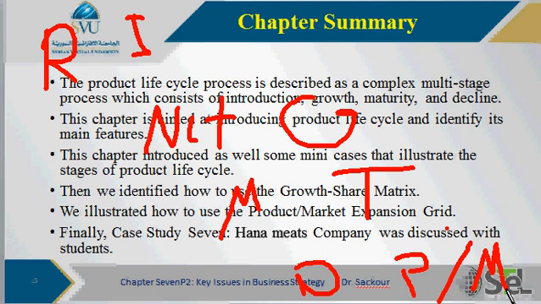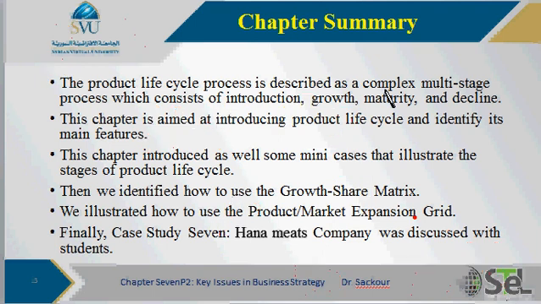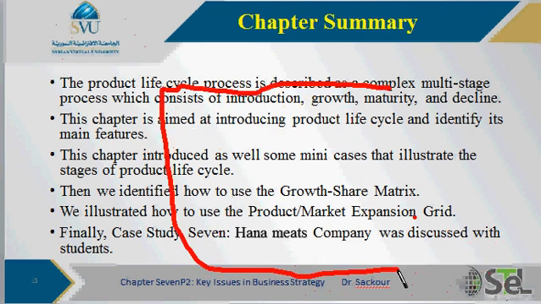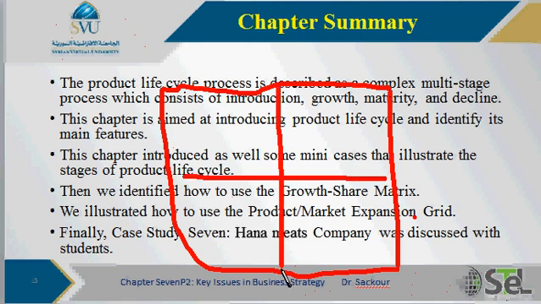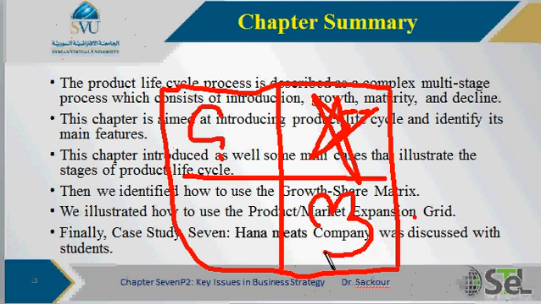We talked about how to use the BCG matrix. We have 4 quadrants. What are the main strategies we use for question marks? For stars? Here we talked about cash cows. And here we talked about dogs. What are the main strategies to use?